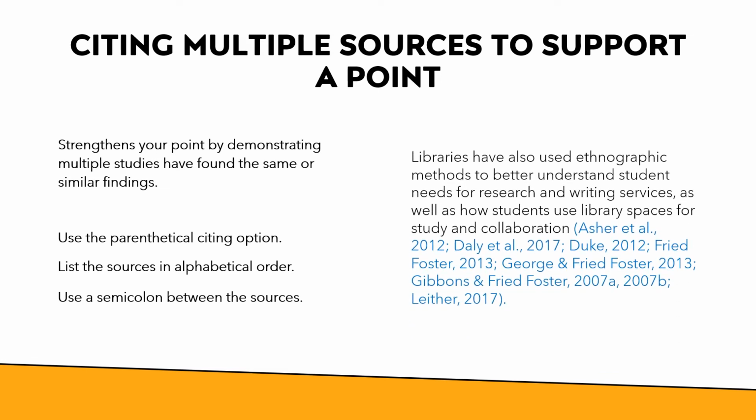To our right is an example sentence where the author has made a claim, and at the end of that sentence has invoked 8 different resources to help justify the statement. You will note that this is in parenthetical citing. The resources are listed alphabetically, and between each resource is a semicolon to help our reader see that 8 different resources are helping support that statement.